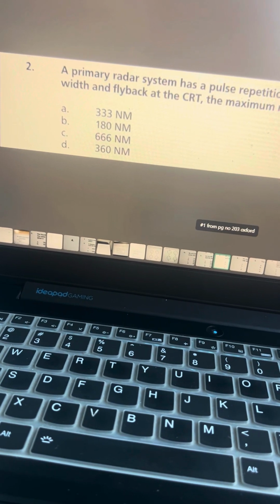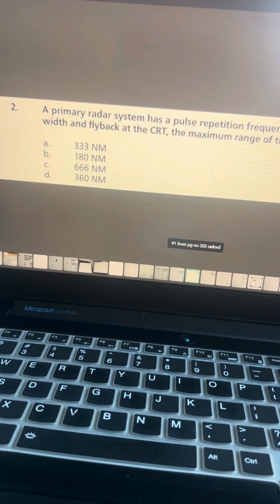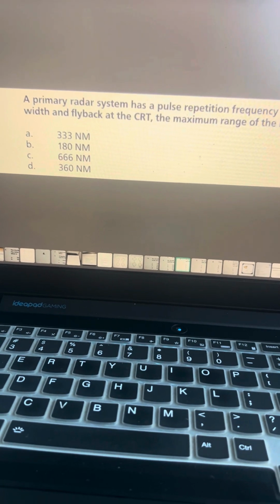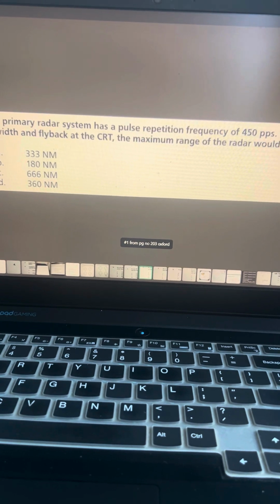There are multiple ways you can do it, but this is the quickest and the easiest way. Now I'll show you the second example.